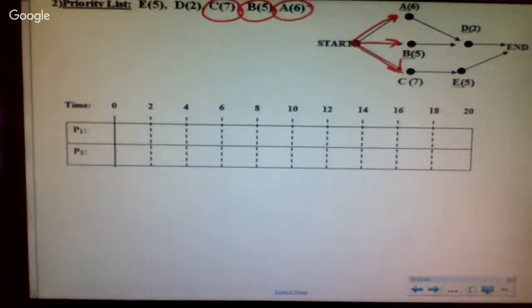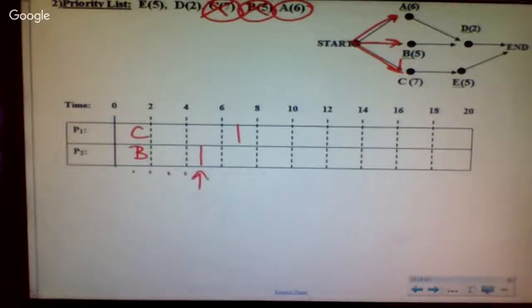Right. So now, when you read your priority list, processor 1 gets the first circled task, which is C. That takes me to 7. Processor 2 gets the second circled task, which is B. That takes me to 5. And A.